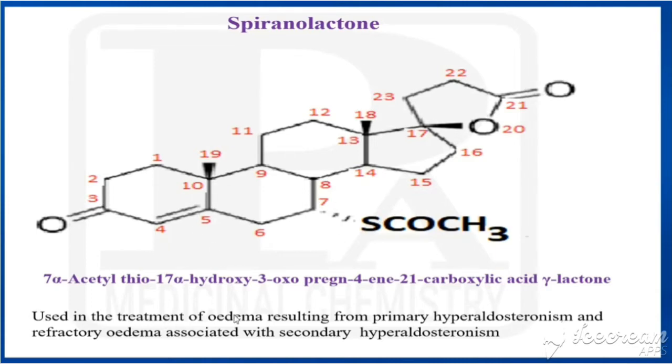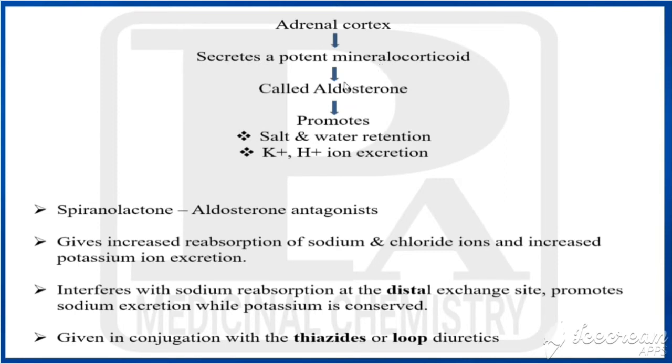It is used in the treatment of edema resulting from primary hyperaldosteronism and refractory edema associated with secondary hyperaldosteronism. The adrenal cortex secretes a potent mineralocorticoid called aldosterone that promotes salt and water retention and also K plus and H plus ion excretion. Spironolactone is an aldosterone antagonist, so it gives increased excretion of sodium and chloride ions and decreased potassium ion excretion. It interferes with sodium reabsorption at the distal exchange site and promotes sodium excretion while potassium is conserved. Usually it is given in conjunction with thiazides or loop diuretics.